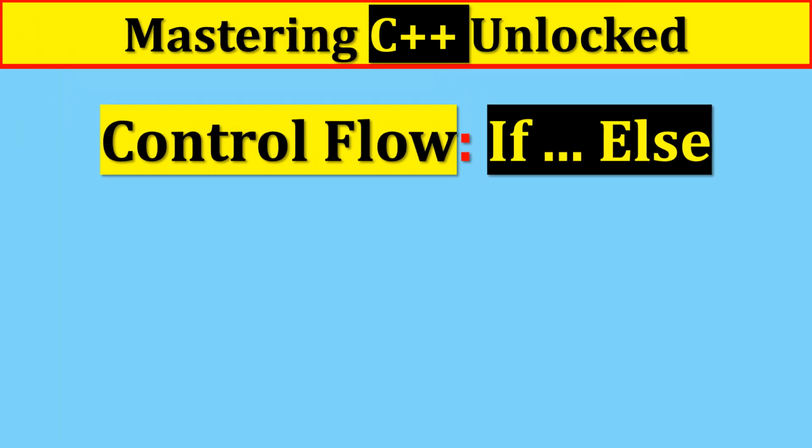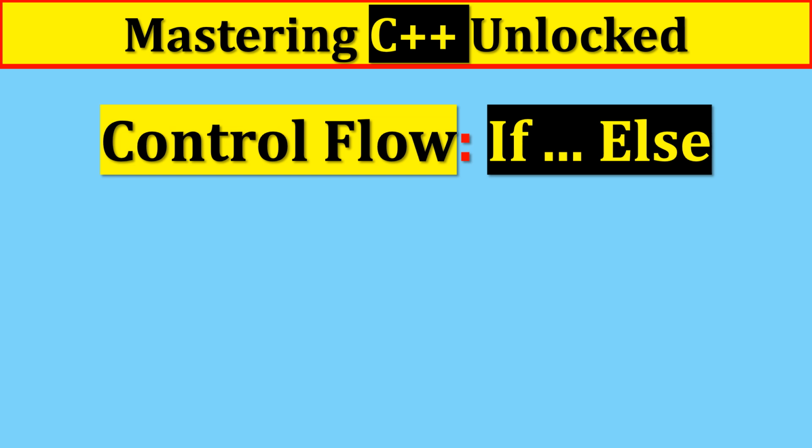Today's topic: C++ control flow structures. One of the most essential aspects of programming, control flow gives your programs the power to make decisions and respond dynamically to different conditions. Understanding this structure is critical for writing efficient, logical and readable code.